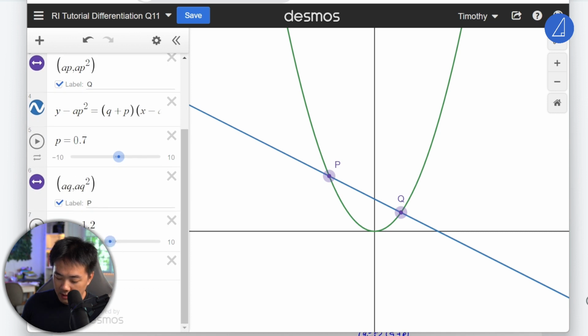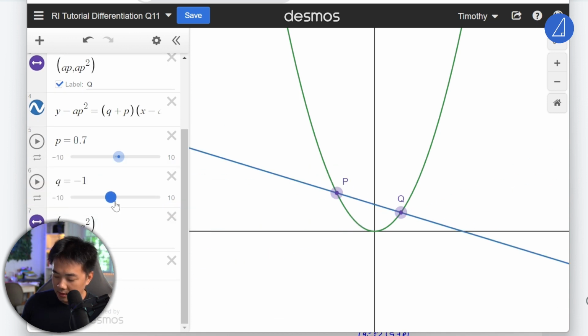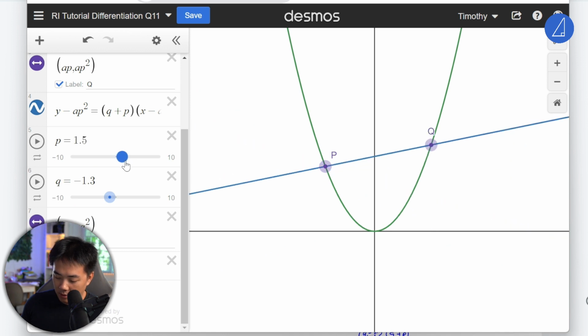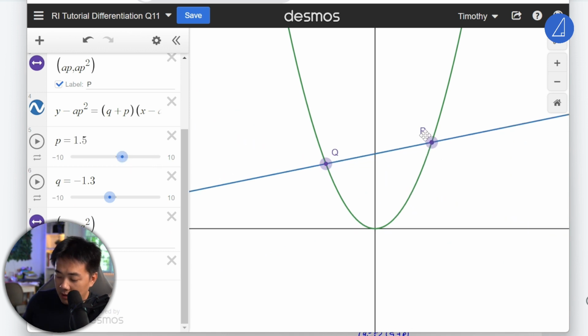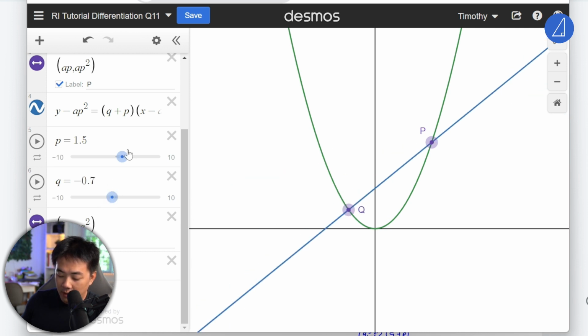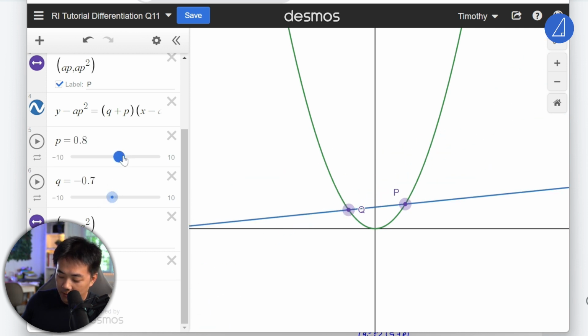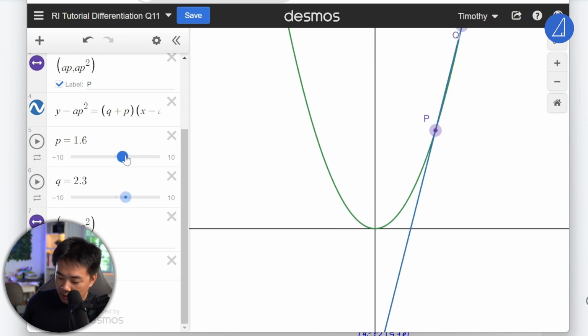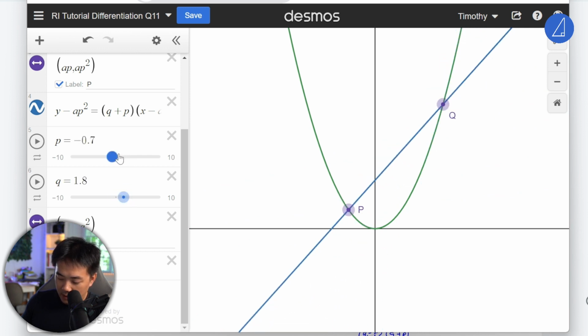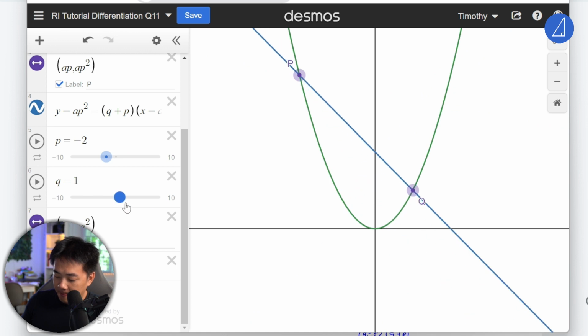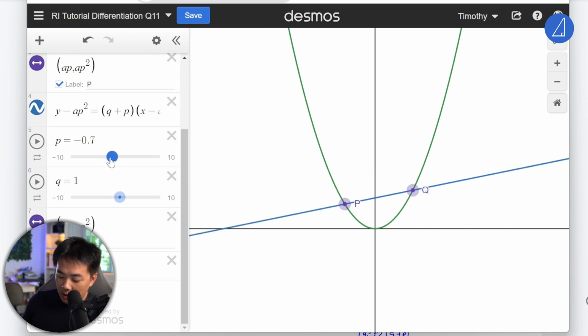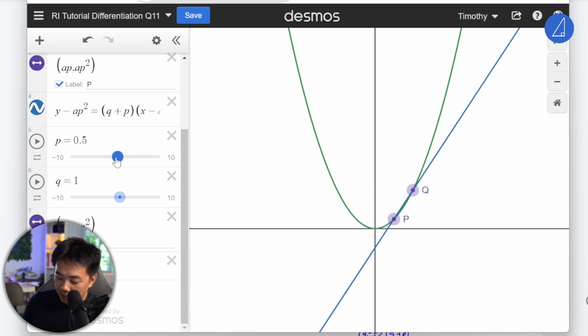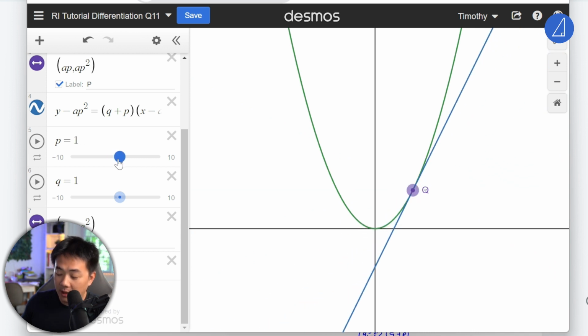In this case, I fix my Q so I don't move it, and then I just move my P over. So in this case my Q can be a positive value here. If I want to find the gradient at Q, I just need to move P closer to it, so much so that P becomes Q. When P becomes Q, it will just be the tangent. That is what they want you to do.